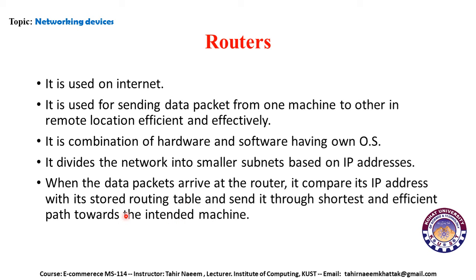Routers allow the data packet entry or exit into a subnet, which is called the default gateway. When a data packet arrives at the router, it compares its IP address with the stored routing table and sends it along the shortest and most efficient path towards the intended machine.